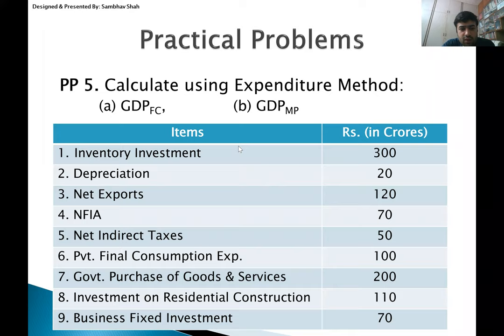Unmute yourself, Yashraj. Yes, Himanshu. So, GDP at MP 900 and GDP at FC 850. Okay, fine. Yashraj, you have an answer? Yashraj is not answering. What happened? Unmute yourself, Yashraj.